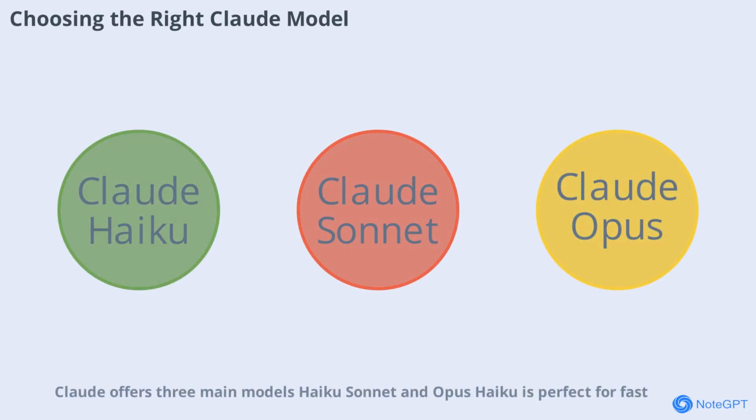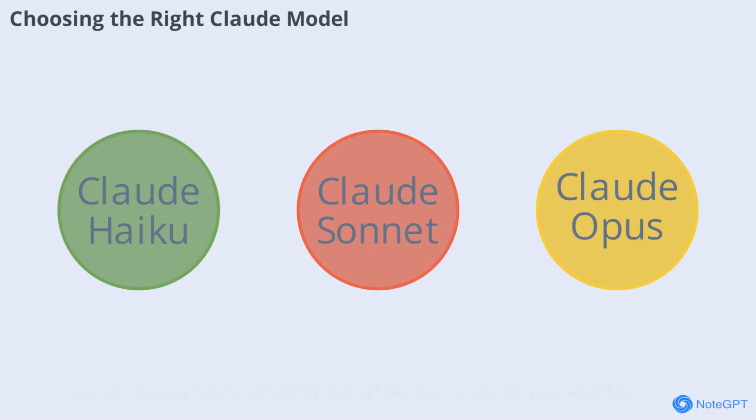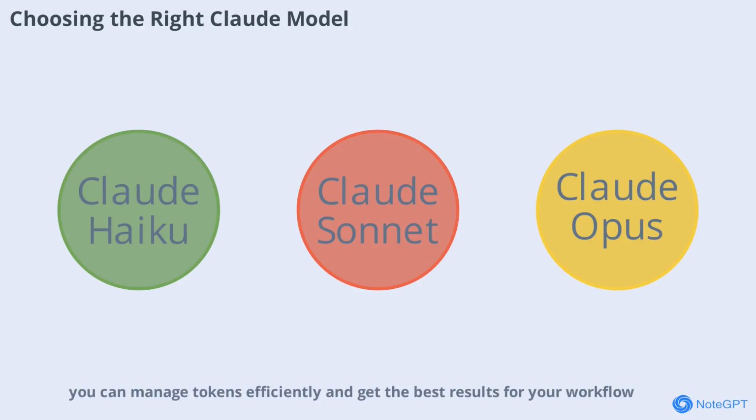Claude offers three main models: Haiku, Sonnet, and Opus. Haiku is perfect for fast, affordable tasks. Sonnet balances speed and versatility for daily scripting and drafting. Opus is your go-to for deep research and complex strategy. By picking the right model for each task, you can manage tokens efficiently and get the best results for your workflow. We'll walk through how to switch models and when to use each one.